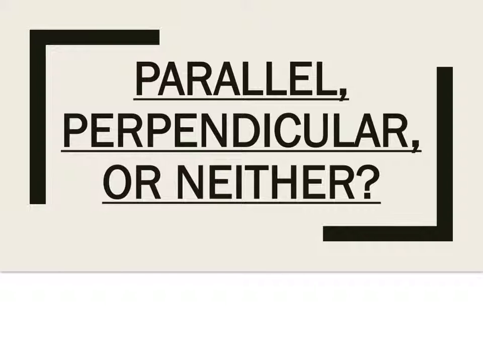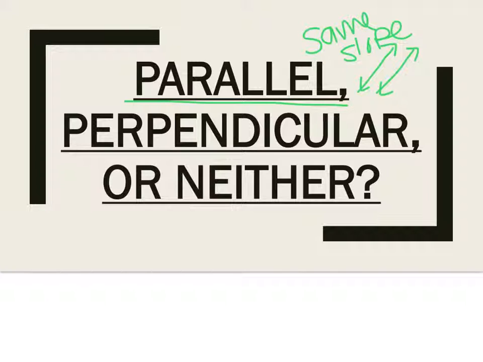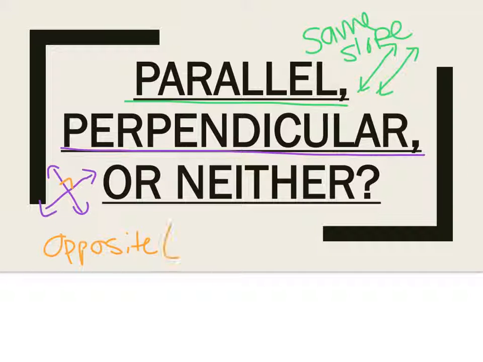So remember, parallel lines are lines that never touch, and their slopes are the same. And then perpendicular lines are lines that cross at a perfect 90-degree angle, and their slopes are opposite, meaning one's positive and one has to be negative.